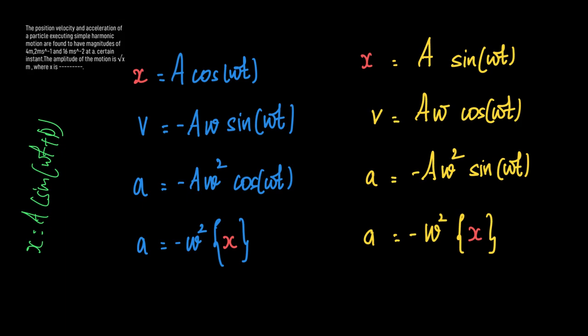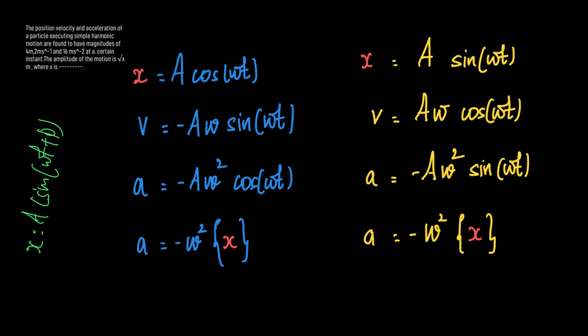Okay. Now, why does it make no difference in the solution? Because if you take x is equal to a cos omega t and x is equal to a sine omega t, you arrive at the same value of acceleration, which is minus omega square x. Therefore, the variables in this question don't get affected by the equation.